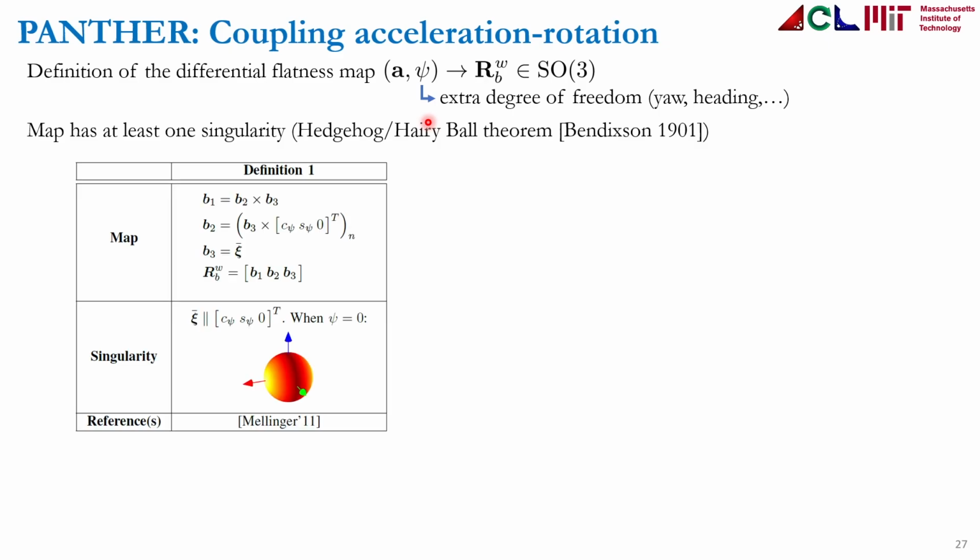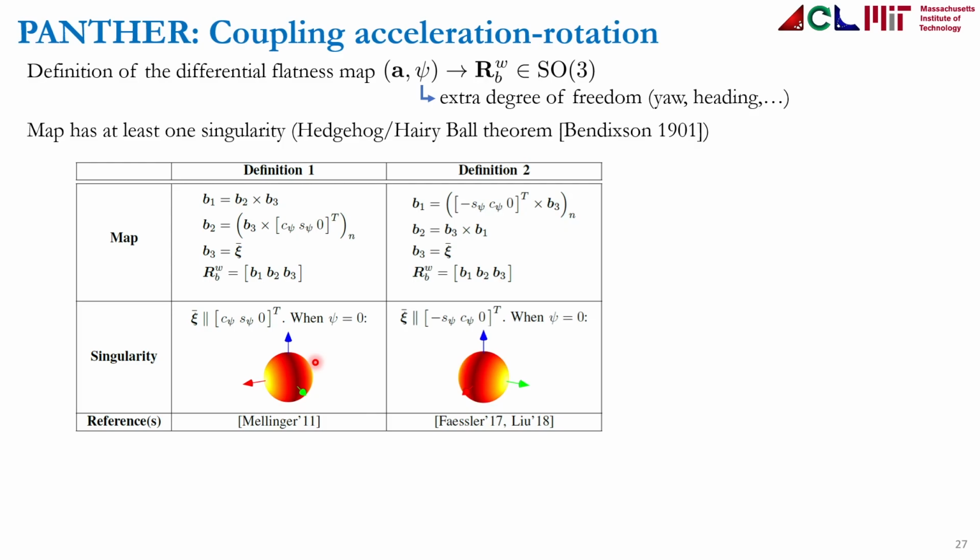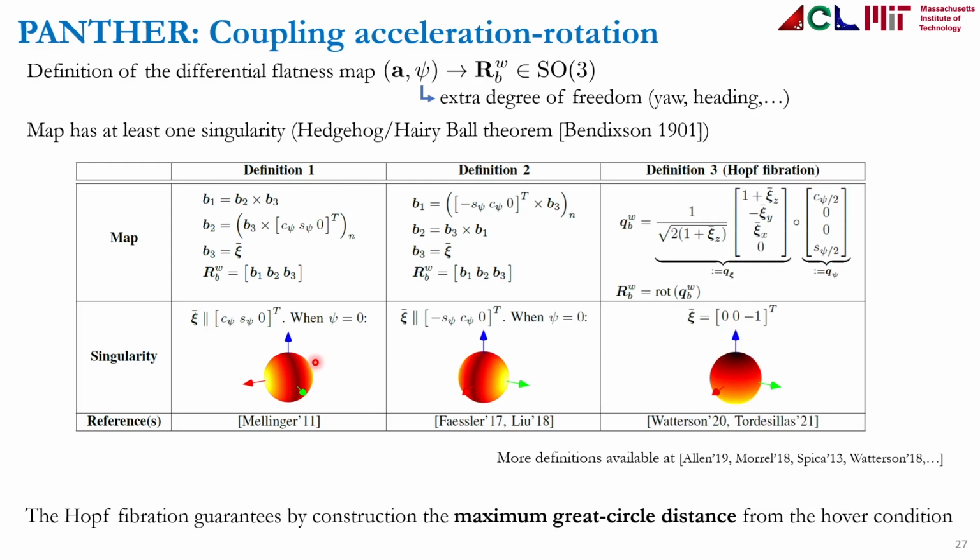For example, if we use this definition over here, we end up with two singularities that are at these two points over here, corresponding to the place where the drone is pitched down 90 degrees and when it is pitched up 90 degrees. We can move these singularities from pitch to roll by using this second definition, but the cool thing is that what the Hopf fibration does is it takes these two singularities and places them at the same point, which corresponds to the upside down configuration, which is actually the point that maximizes the great circle distance with respect to the hover condition. And this is why we decide to use the Hopf fibration map to perform obstacle avoidance.